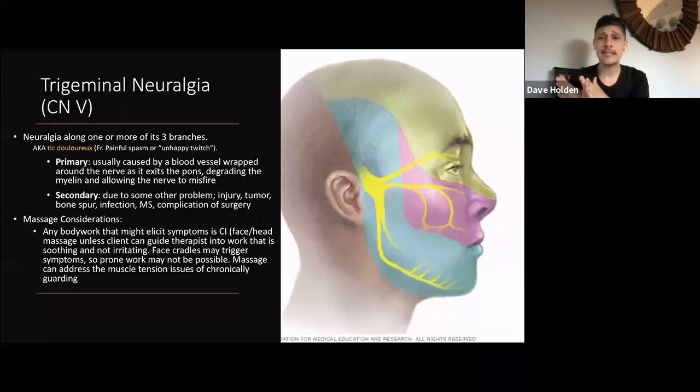If your tic douloureux is secondary, and yes, I'm going to find every excuse I can to say tic douloureux as many times as possible tonight. Buckle up. If your tic douloureux is secondary, it will be secondary to some other problem like an injury to the nerve or a tumor that's growing and putting pressure on a nerve. Maybe there's a bone spur, maybe the nerve is infected, maybe you have MS, maybe it's a complication of surgery, maybe you got a facelift.